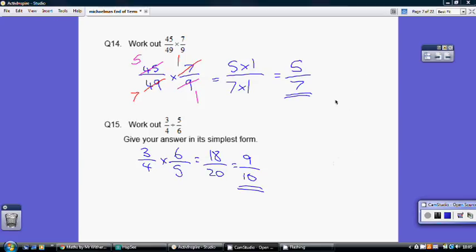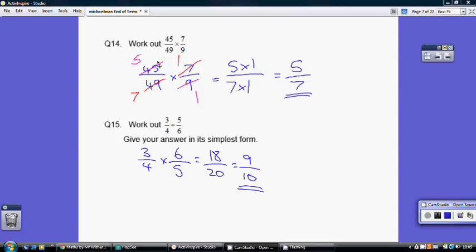Question 14. So here we've got to multiply fractions, and multiplying fractions is simple. It's just top times top and bottom times bottom. Now we could just simply do some side workings and work out what 45 times 7 is and 49 times 9 is, and then simplify it down. That would be absolutely fine.